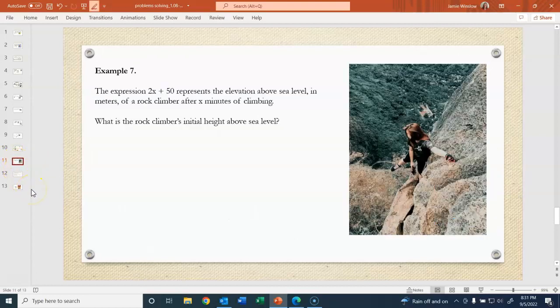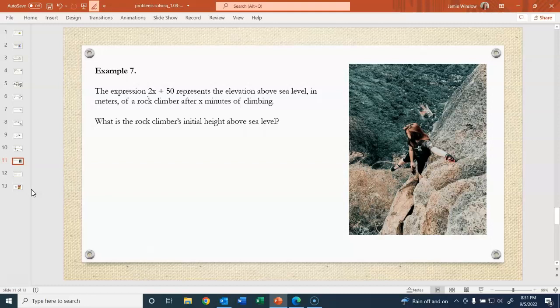Example 7. Whoa. Has anyone ever been rock climbing? I have never done it in real life, and I have also never done it on a climbing wall. I don't know if I have enough upper body strength. It takes a lot of strength. Maybe I'll try it one day. I'm curious if y'all have tried it. We can talk about it in class.